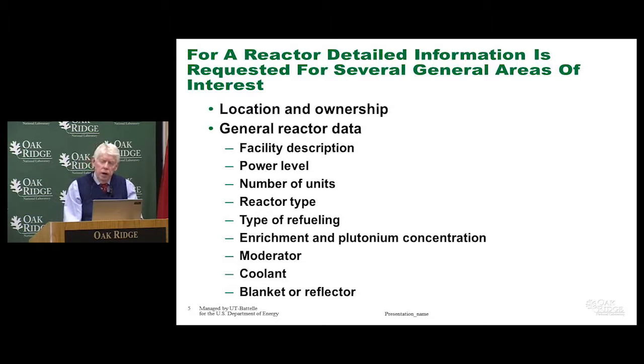Also, if the reactor has a blanket, such as a breeder reactor might have a blanket, then you would want to know what the blanket composition is, how many assemblies you have, and if it has a reflector, what kind of reflector. Are you using a beryllium reflector? Are you using light water or heavy water? And this kind of information will be required on the questionnaire in some detail.